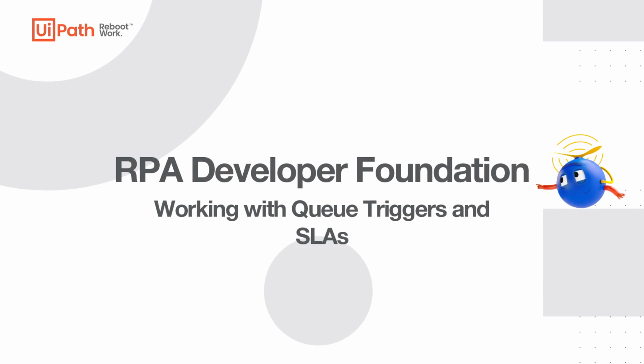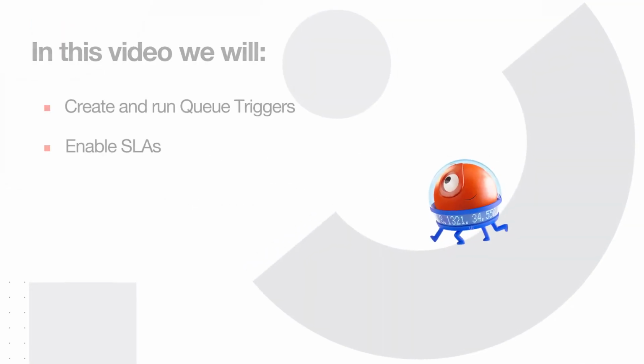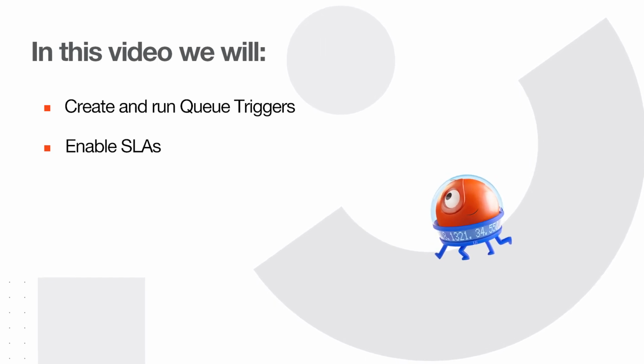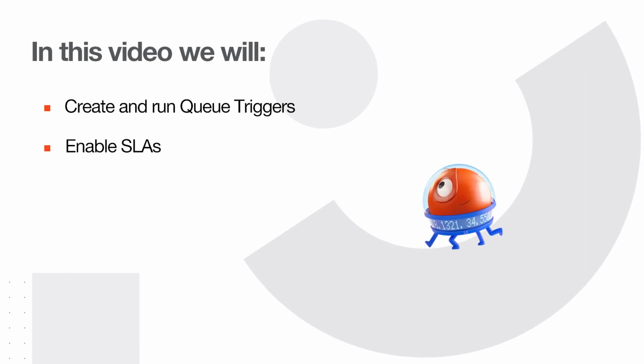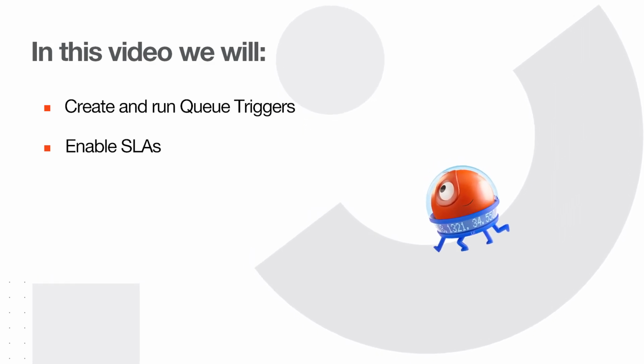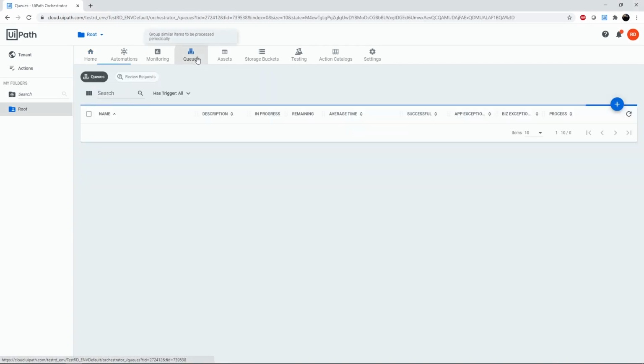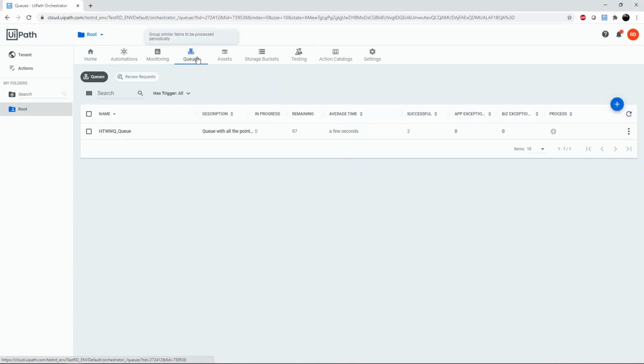Hello and welcome to this UiPath demo on working with queues in Orchestrator. In the previous video, we created a queue populated with 99 transaction items and then consumed 2 of them. In this new video, we're taking things further by creating and running queue triggers, then by enabling SLAs and SLA predictions. Let's begin.